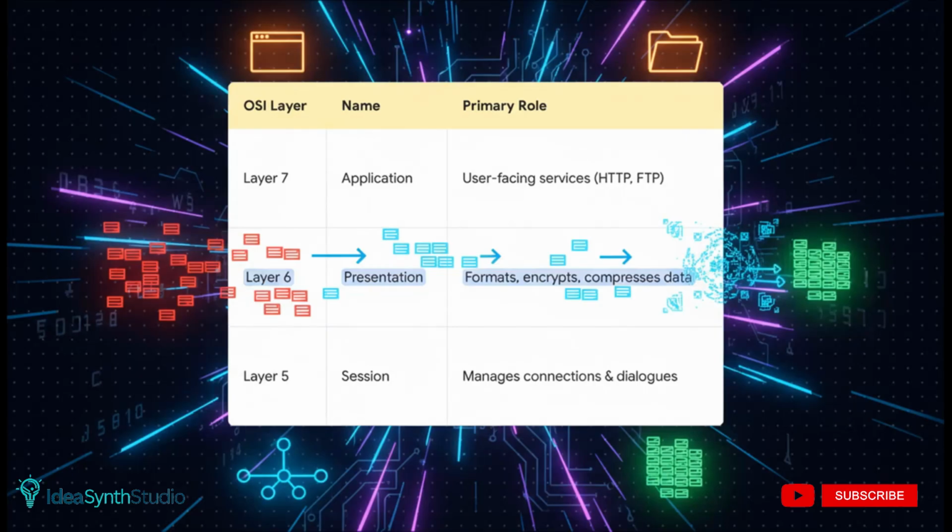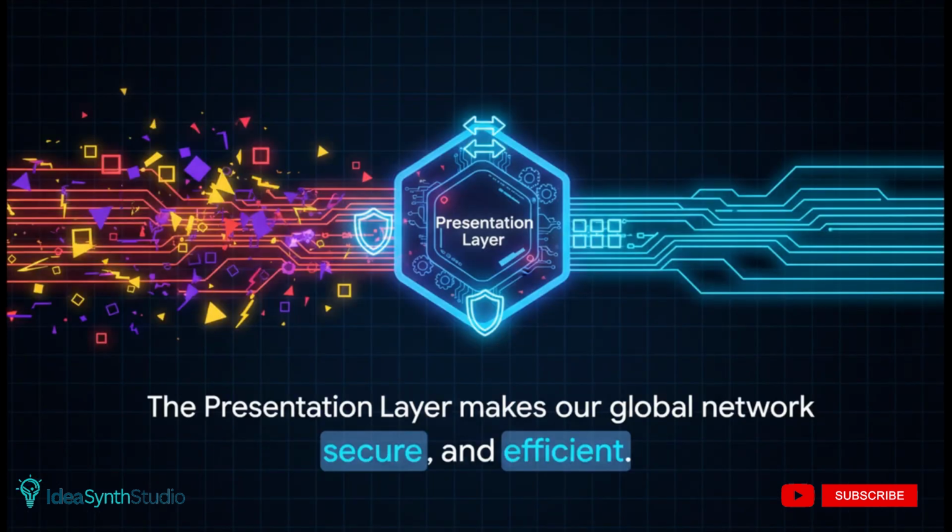And to put it all in context, you can see the presentation layer is kind of sandwiched right between layer 5, the session layer, which manages the connection, and layer 7, the application layer, which you directly interact with. It's the essential bridge that prepares data for both sides of the conversation. So really, the main thing to remember is this: the presentation layer is the silent workhorse that makes the global, diverse, and kind of chaotic internet actually work together.